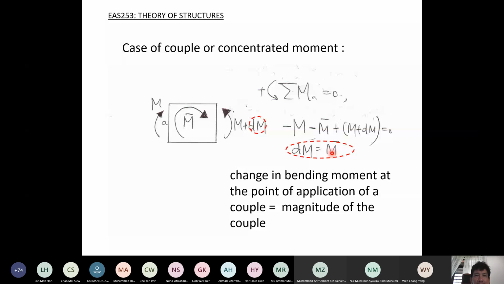So this is the reason why we say that the basic equations relating W and S are not applicable at the point of action of a concentrated load, because there is a jump in shear force when we move before and after the load. Similarly, the basic equation relating moment and shear is not applicable at the point of action of an applied moment or couple, because there is a jump in the bending moment between the section just to the left and the section just to the right.